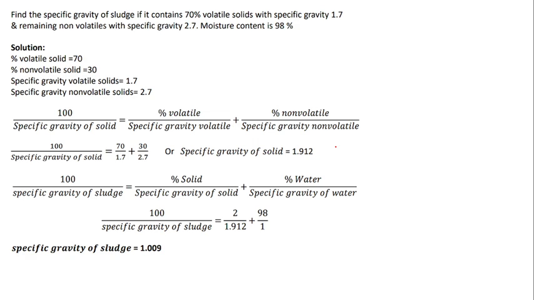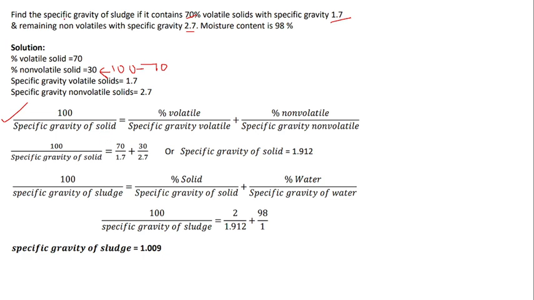First, the solids in the sludge are classified as volatile solid and non-volatile solid. The percentage of volatile solid is 70. That is written here. And the percentage of non-volatile solid is the remaining, so 100 minus 70 is 30 percent. The specific gravity of volatile solid is given as 1.7, and the specific gravity of non-volatile solid is given as 2.7. We have to use this relation to arrive at the specific gravity of the solid first.